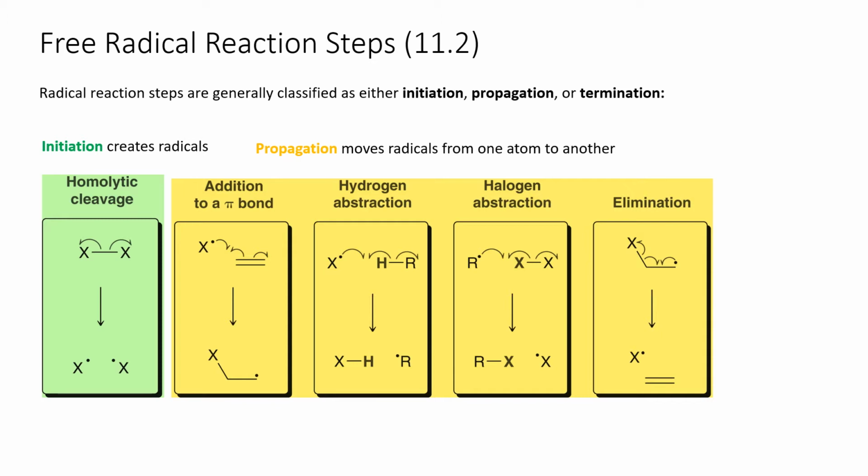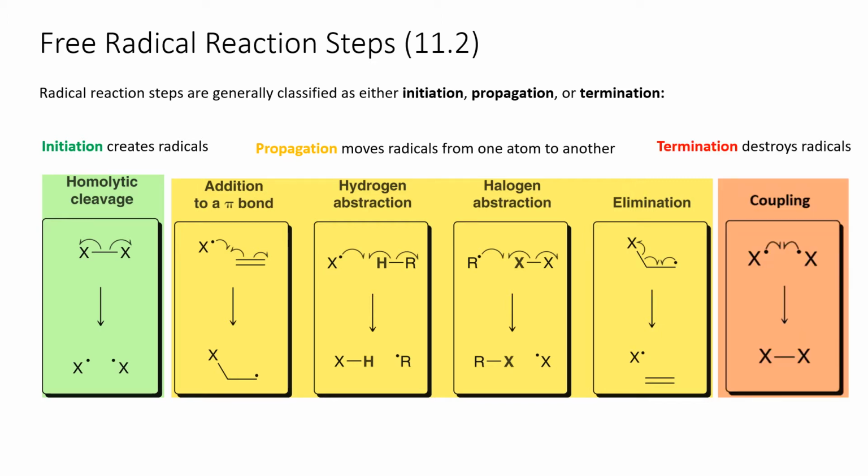The next steps for a radical reaction are the propagation steps, and this is identified as moving radicals from one atom to another. This can occur via addition to a pi bond, a hydrogen abstraction, a halogen abstraction, or elimination. And then that final step, which actually destroys the radicals, is considered to be the coupling reaction. So here, this is where you see two radicals come together, coupling, and they actually destroy the radicals. So there are no more radicals in this reaction. So again, the reaction steps are classified as either initiation, propagation, or termination.